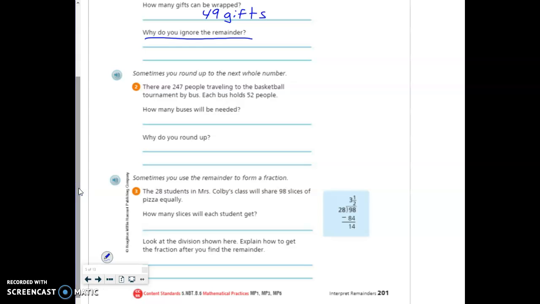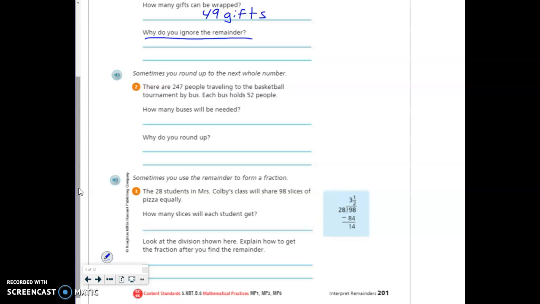Another thing we might do with that remainder, if we have a remainder in the problem, is round up to the next whole number. And this is a very common one that gets put on tests like MCAs and things like that, where we are really asking you to wrap your mind around what that remainder means. So say we have a group of 247 people who are traveling to a basketball tournament on a bus. Each bus is going to hold 52 people. Well, I can tell you right now that 52 does not go in evenly to 247.